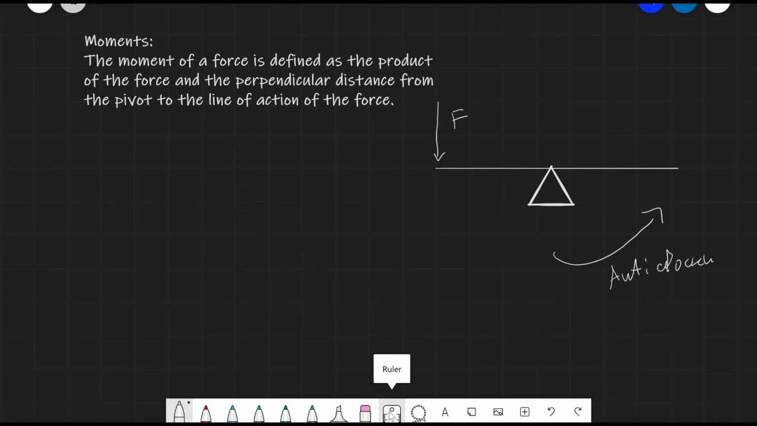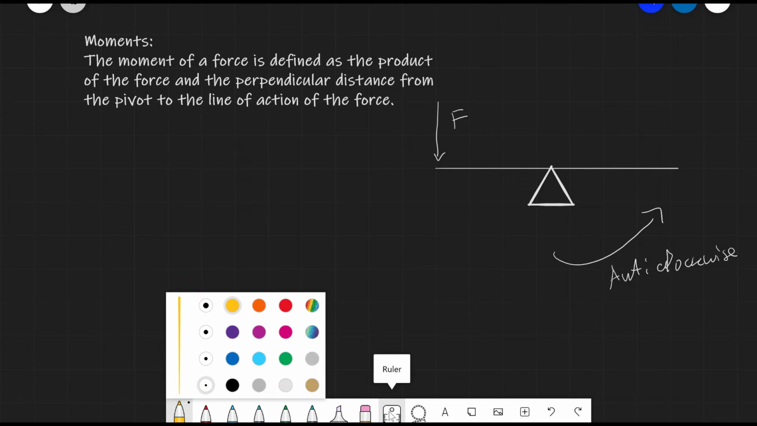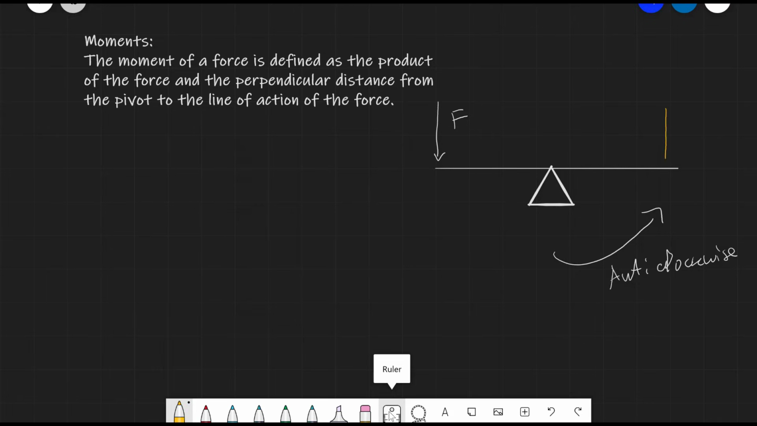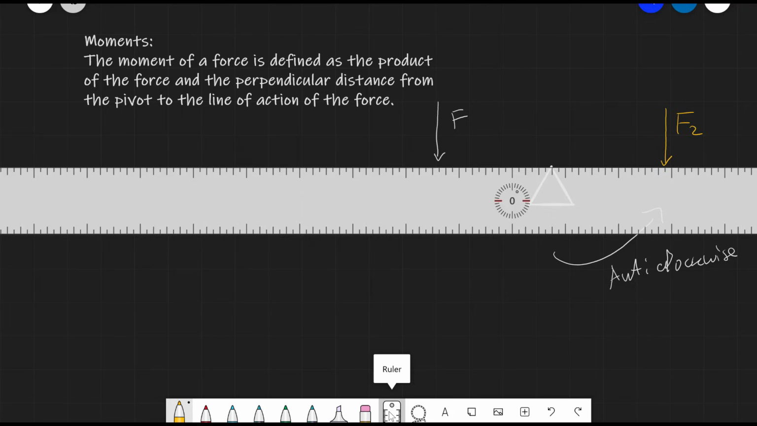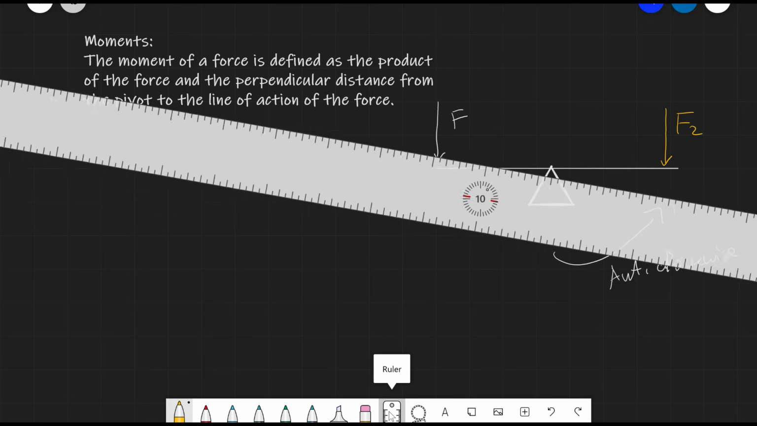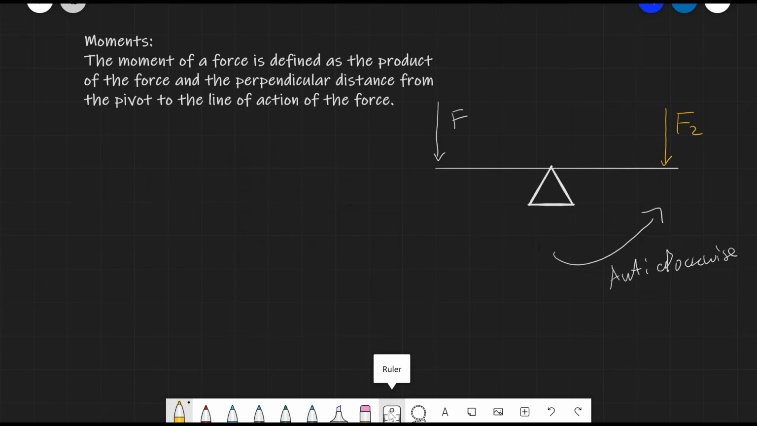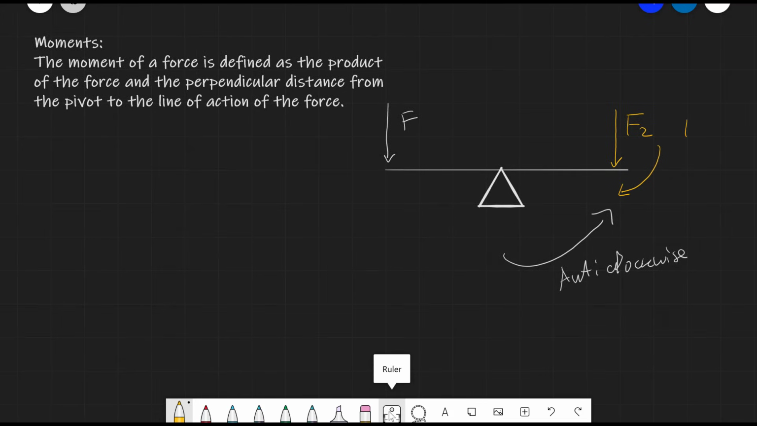So I'm just going to write anti-clockwise. But on the other hand, if we had, let's say, a force which was being applied here, let's call that F2, then the seesaw will turn in the other direction, which is the clockwise direction. So let's just make a note of that. And if that's the case, we would have a clockwise moment.